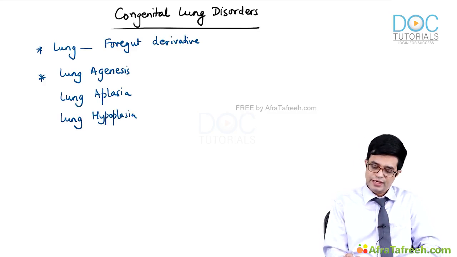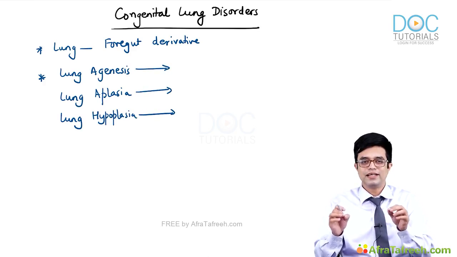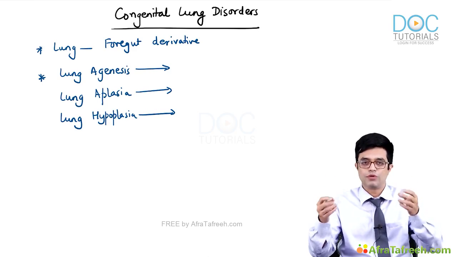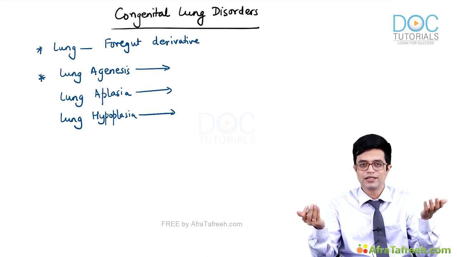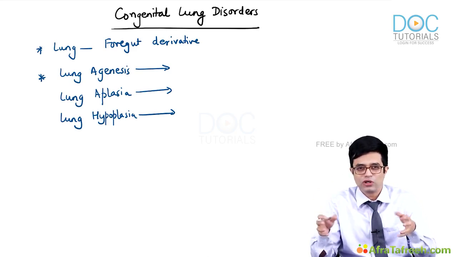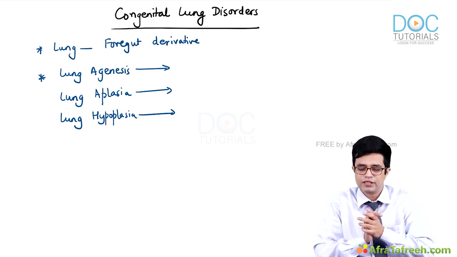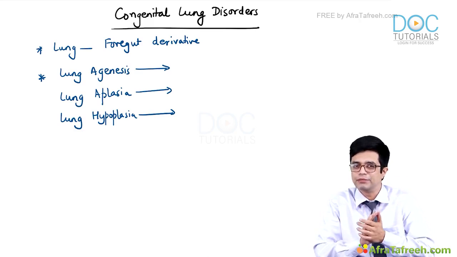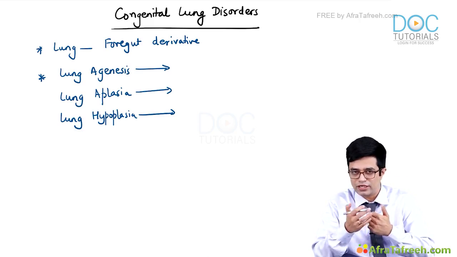What is the difference? Agenesis means that the lung and its related structures have not formed at all. Obviously, bilateral lung agenesis or bilateral lung aplasia will not be compatible with life. So they are not born at all. They are aborted in utero only, or they die within the first few hours of life. So we are not considering that incompatible thing. They are mostly unilateral forms which come to attention, which are able to survive.